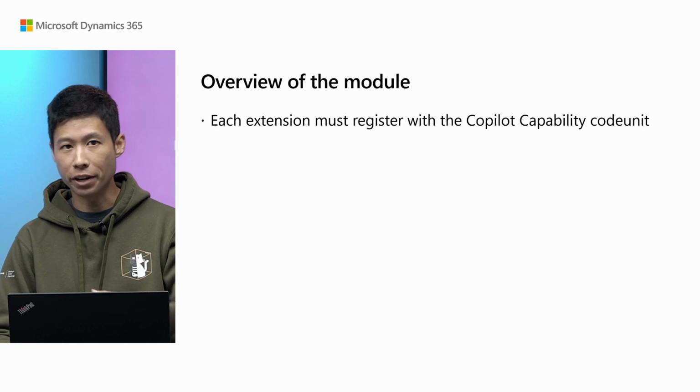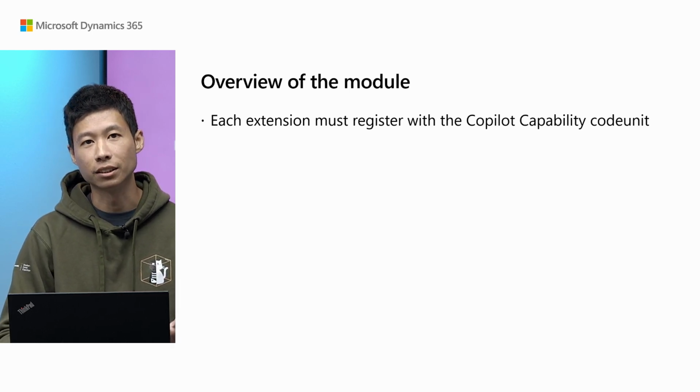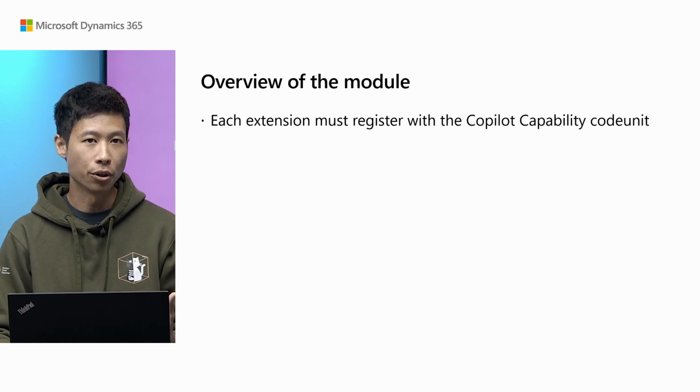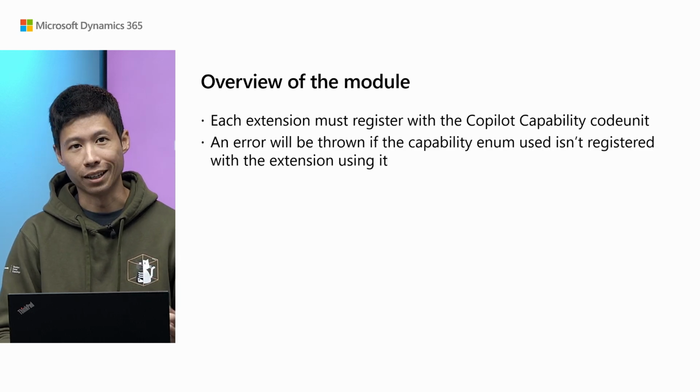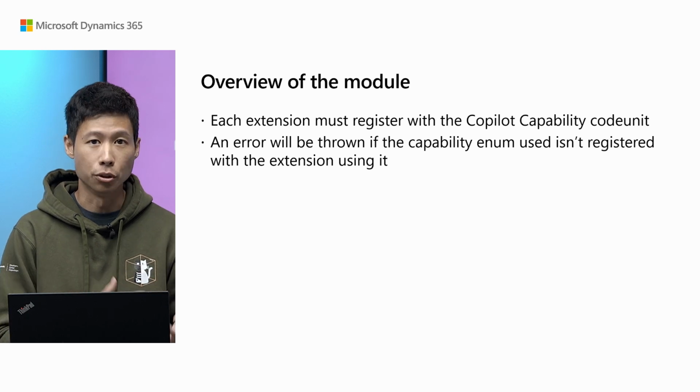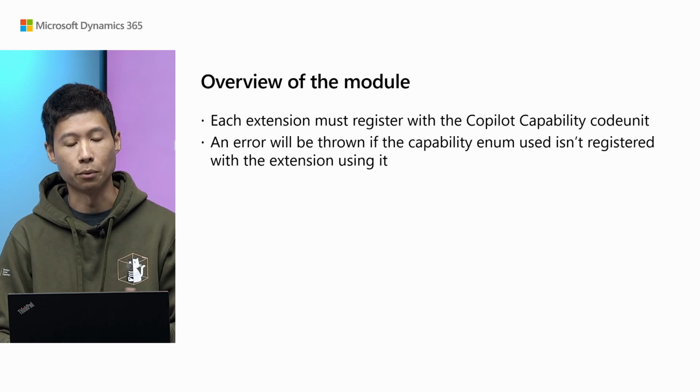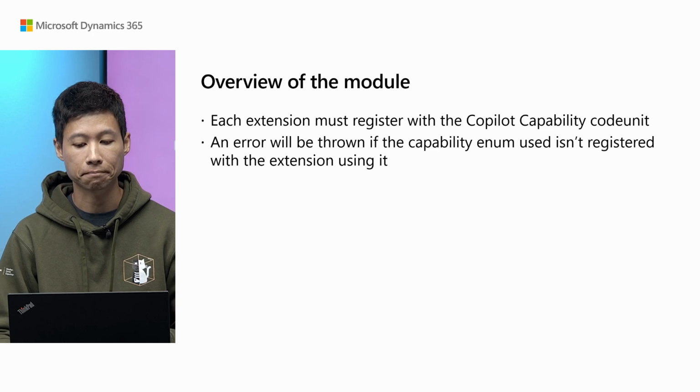So a small recap about that is that each extension must register with the Copilot capability codeunit for the enum. Otherwise, an error will be thrown that the capability enum is not used or is not registered with the extension that is using it.